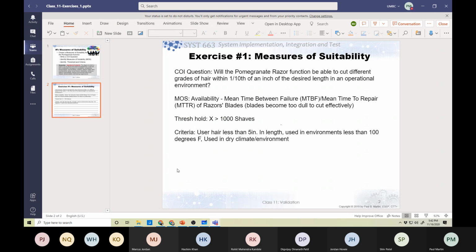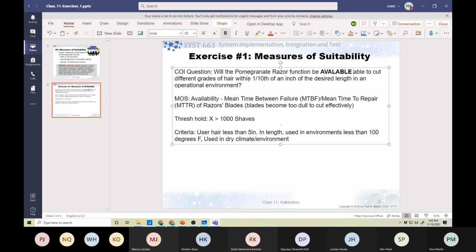So our question was, will the pomegranate razor, we had the razor function, be able to cut different grades of hair within a tenth of an inch or arbitrary amount of the desired length in an operational environment? So we wanted to do availability, kind of maintainability at the same time, mean time between failures and mean time to repair of the razor's blades, because we were assuming that it can't cut after a certain dullness of the blade.